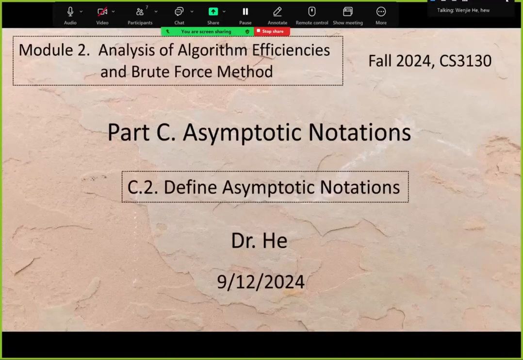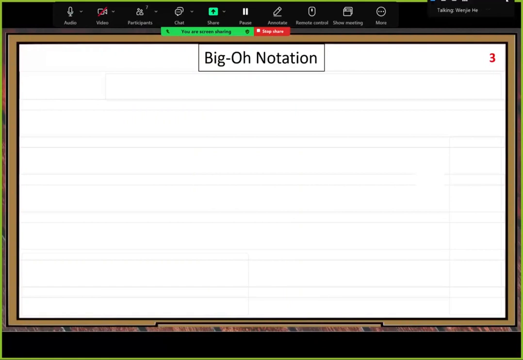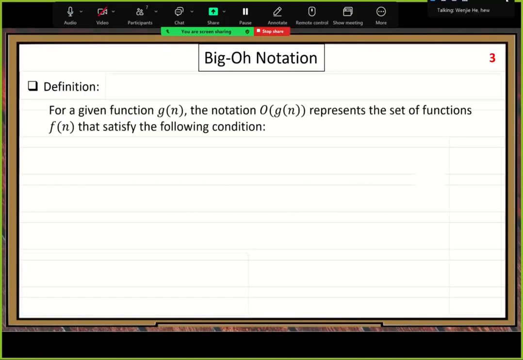C.2. Define asymptotic notations. Rigorous but abstract definition. First, we define the big O notation, another asymptotic notation. We defined the little o already; here, the big O. So what's the definition?